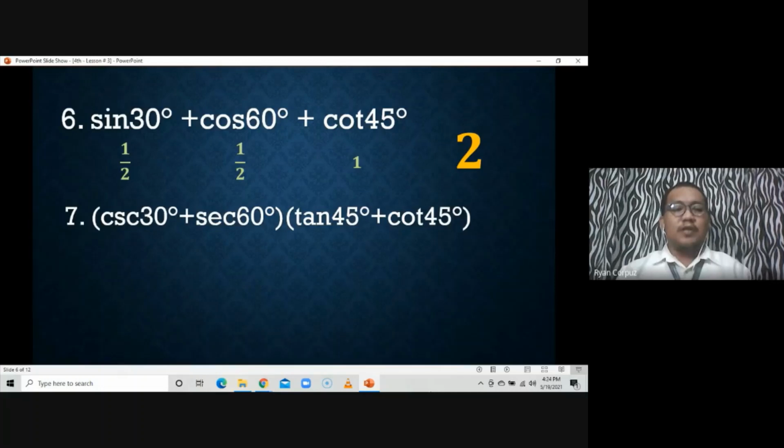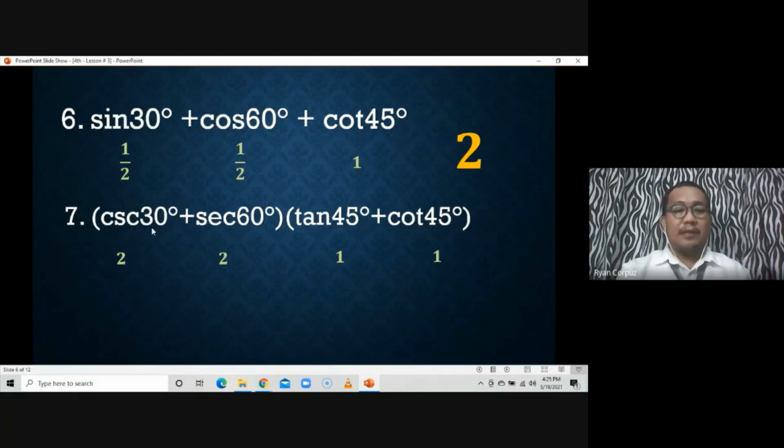So what would be cosecant 30 degrees? Ang value ng cosecant 30 degrees ay 2. Then the value of secant 60 degrees is also 2. Then looking at the table, next, the value of tangent 45 degrees is 1. Where the value of cotangent 45 degrees is also 1.